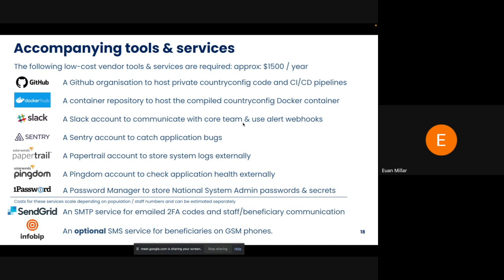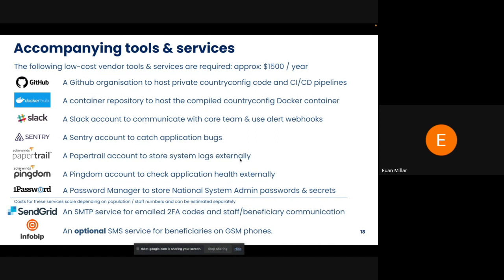You will need Slack messaging. This is so that you can easily communicate with the core team at any time. And we can also pipe all of the monitoring alerts directly to Slack. So it's very easy for you to immediately determine the health of your application. You will need a Sentry. This is a tool which can catch application bugs and send you a report if anything happens and your users are complaining about something. Sentry will catch the bug and send it to Slack.